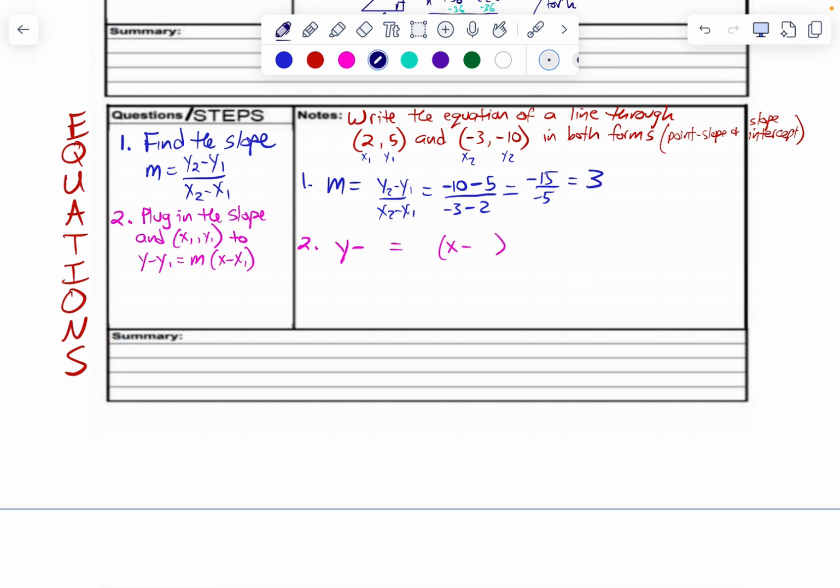Okay. What is y1? Based on what I've labeled, what is y1? It's 5. So y minus 5. And then what is m? 3. And then x1? 2. Okay? So I just plugged in those three things. I stuck them in place of what they were labeled, x1, y1, and m. That is an equation of a line. If you went to Desmos and plugged that in, it would graph the line. In fact, I'm going to do that just to show you.